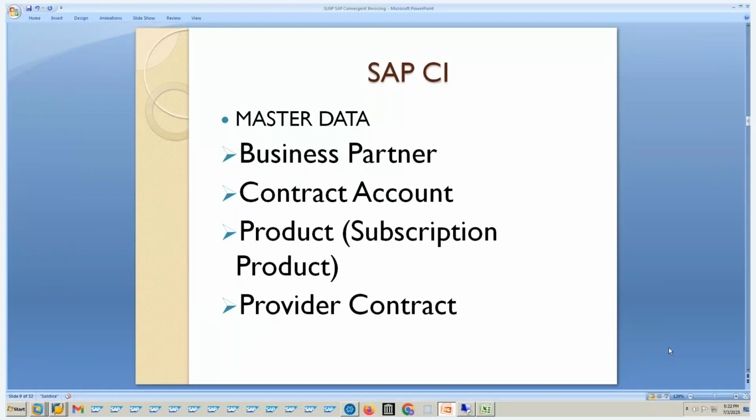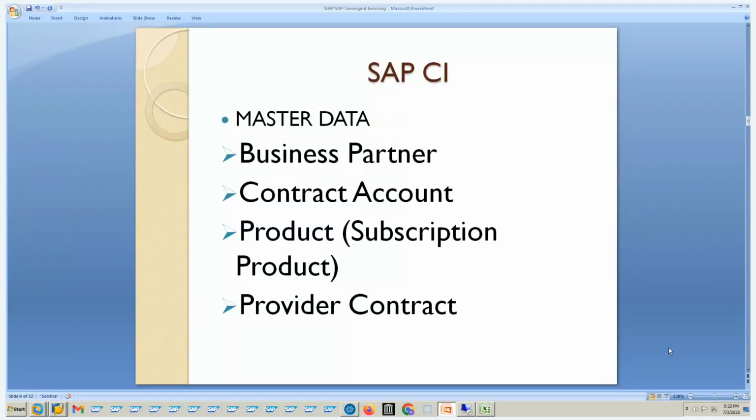Then we have a provider contract. That means when you prepare the subscription order, we will have a subscription contract which is distributing the provider contract into the SAP CI system. Earlier, we used to have separate solutions, like in the BRIM suite. We used to have CRM as a separate solution, then ECC or S4HANA, and then SAP convergent charging. But subsequently, in S4HANA, now we have the service also part of S4HANA.